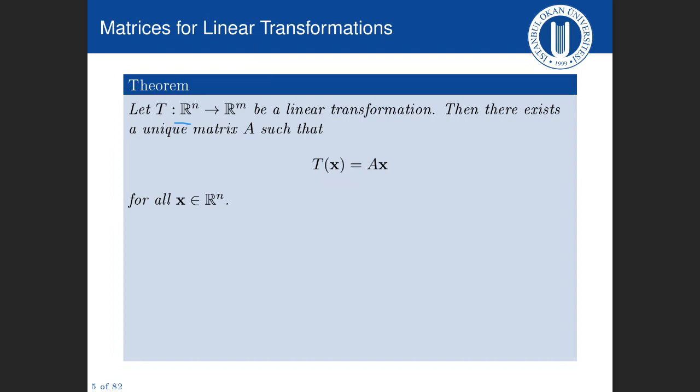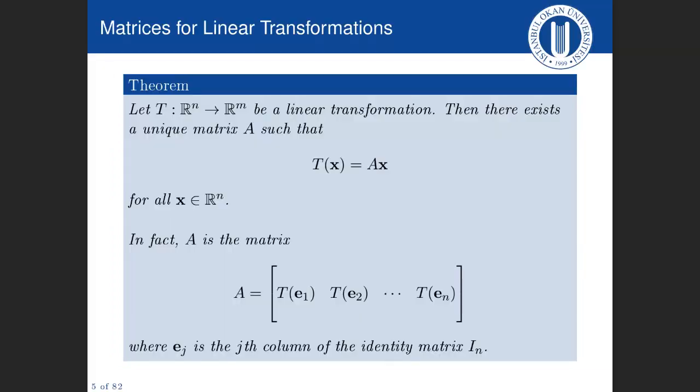Because we're mapping from Rn to Rm, matrix A must be an m by n matrix. And in fact, we have a formula for this matrix. This is the m by n matrix where the first column is T(e1), the second column is T(e2), and so on, where e1, e2 up to en are the standard basis for Rn. Or to say it another way, ej is the jth column of the identity matrix In.